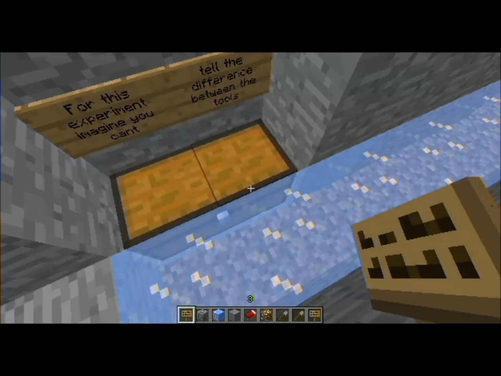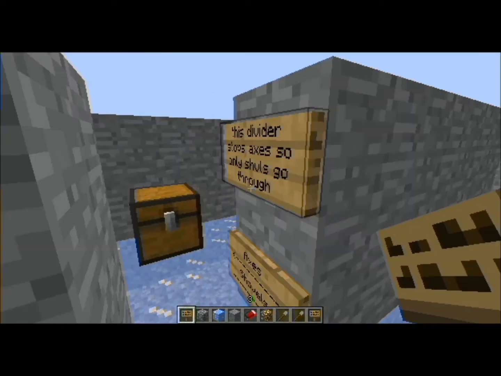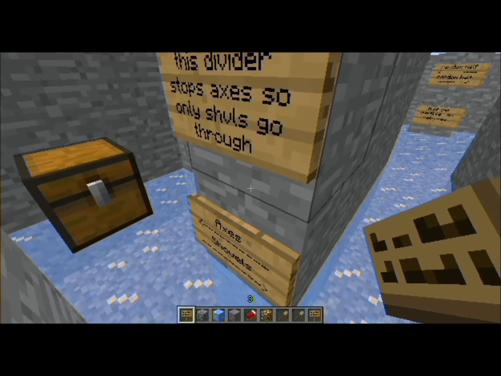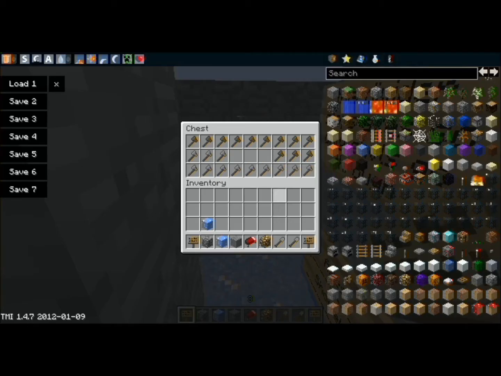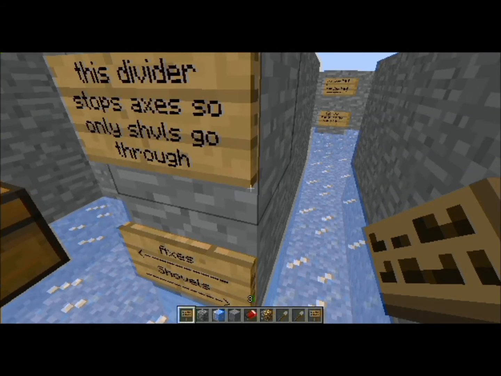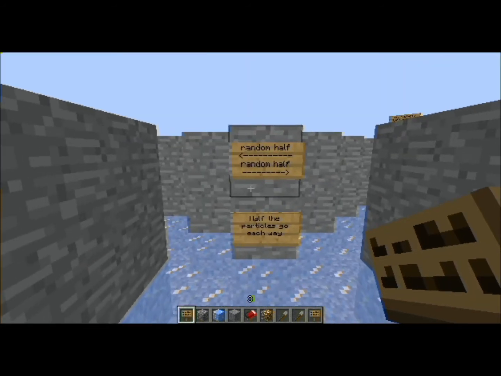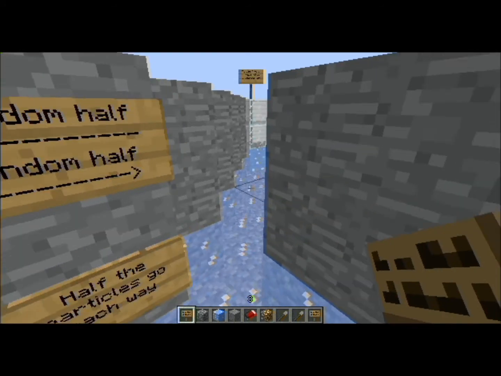Now, the characteristics of the actual particles, for example, would be speed and location. Now, this divider stops axes, so shovels can go through one way and axes get stuck here. As you can see, half are stone, half are wood. Makes sense. All the axes are there. Now, when you get to this middle part, half go in each different way. Doesn't matter which way I go, they're both the same.